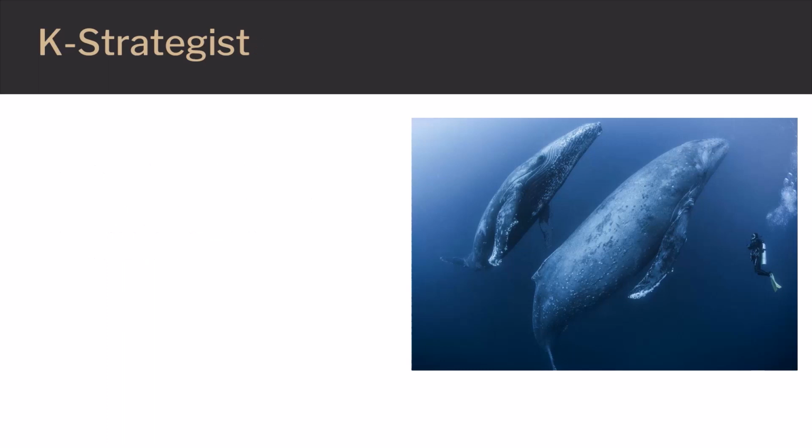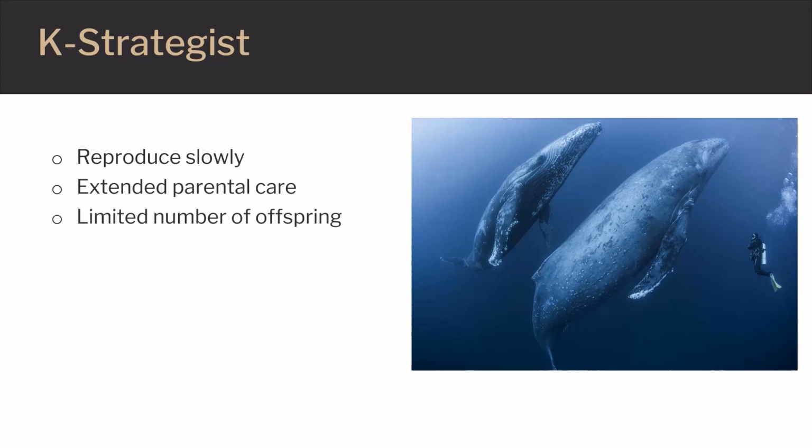K strategists tend to reproduce slowly and have small numbers of offspring. They offer extended parental care to their offspring and can only have a limited number of offspring in a lifetime. They mature slowly and reach sexual maturity at a much later age. K strategists have a long lifespan, and they spend at least part of their life caring for offspring. Some examples of K strategist populations include elephants, humans, and whales.